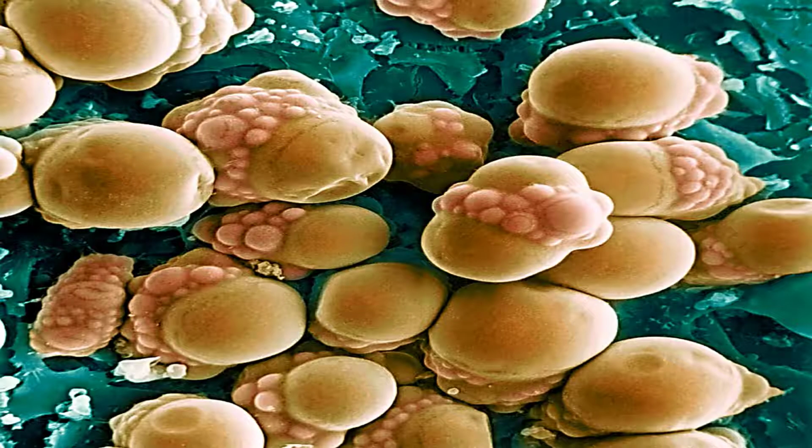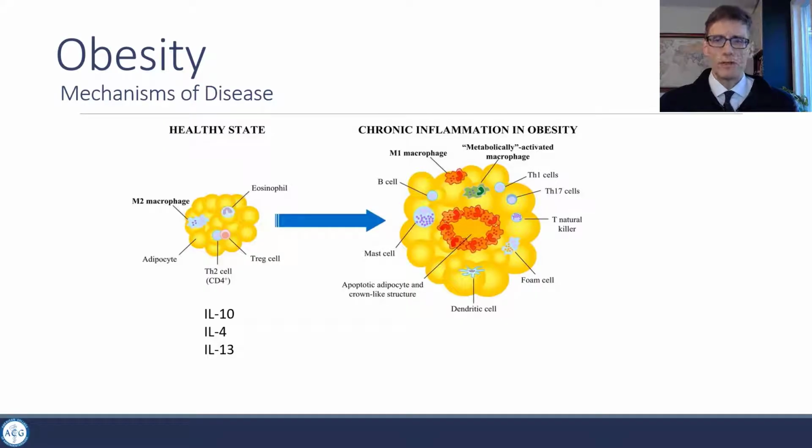So what is obesity? Well, here is an enhanced scanning electron microscopy image of adipose tissue from a patient with obesity. And here we see adipocytes, and around those adipocytes are activated macrophages. So obesity really is a state of chronic inflammation of the adipose tissue. Here we have another way to illustrate this.